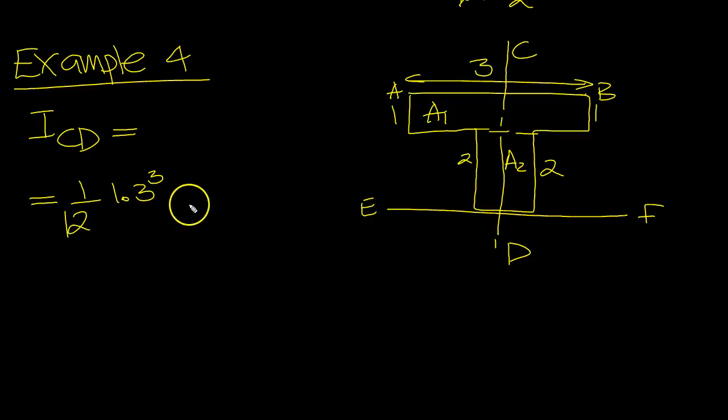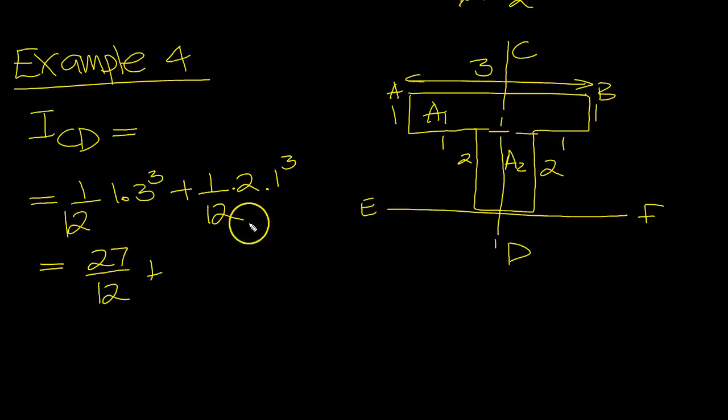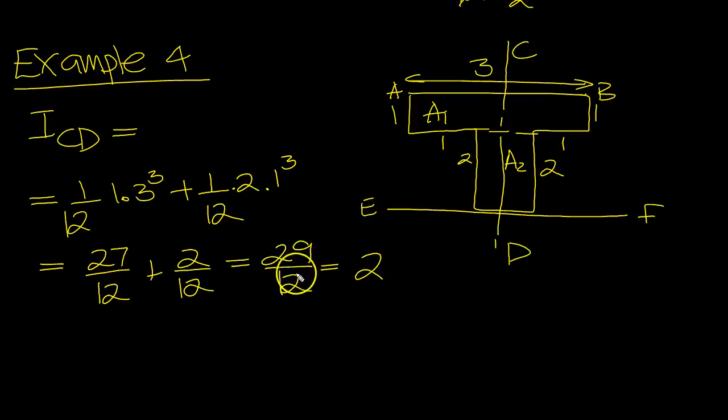Now the next area would be 1/12, and this area here, A2, the parallel, the A, would be 2 units, and the B, because that's 1 in the picture, would be 1, so it's 1 cubed. Okay, good. So that would be 27/12 plus 2/12, which is 29/12, which is 2 5/12.